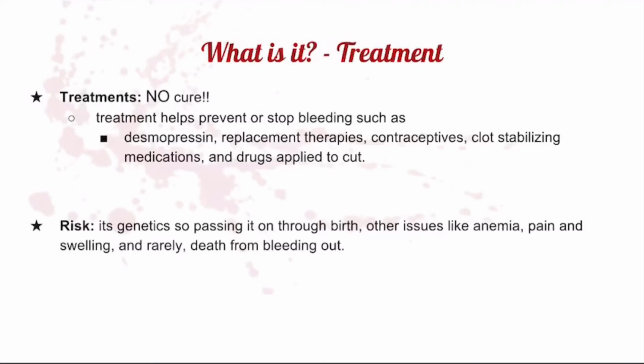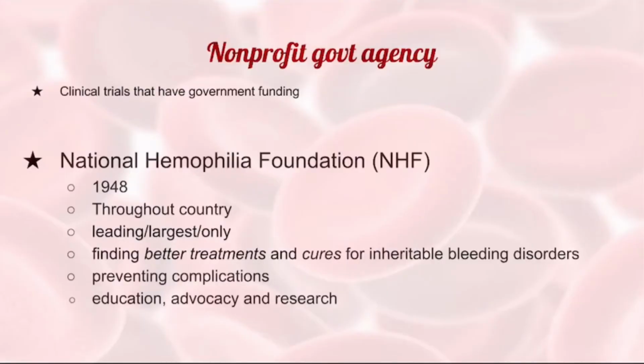The risk of this disease is that it's genetic, so passing it through birth, and other issues like anemia, pain, and swelling, and rarely death from bleeding out. So you just have to be aware if you have it in case you want to reproduce. There are an abundance of clinical trials that are trying to get closer to a possible cure. These can be found by searching clinicaltrials.gov, and all studies receiving U.S. government funding and also private funding are posted on this government website.